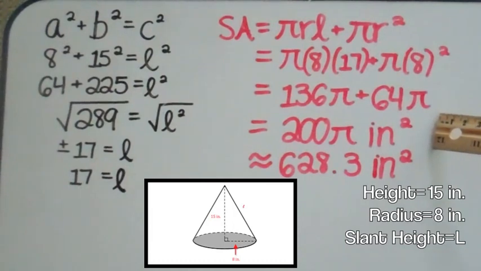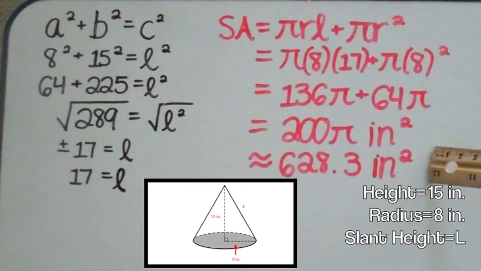Simplify the equation by adding the like terms, and you will get the surface area to equal exactly 200 pi. The final step to finding the surface area of Jason's cone is to multiply out 200 pi. Your final answer, rounded to the nearest tenth of an inch, is approximately 628.3 square inches.